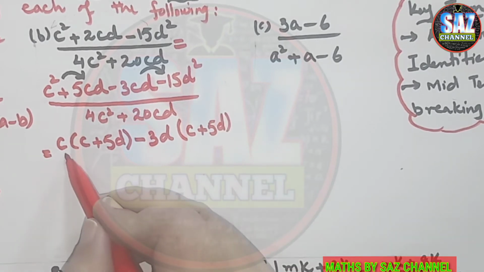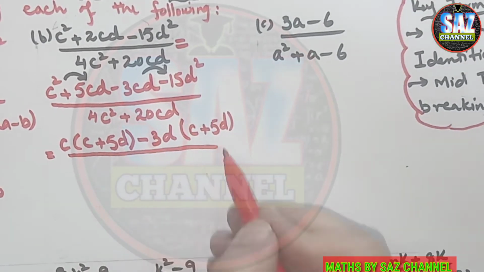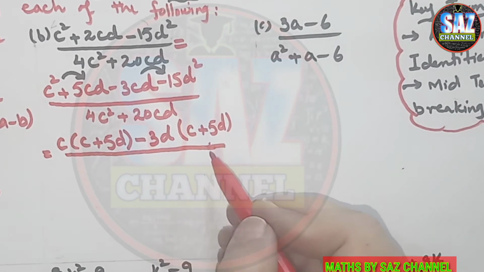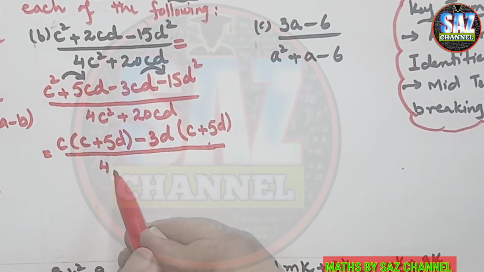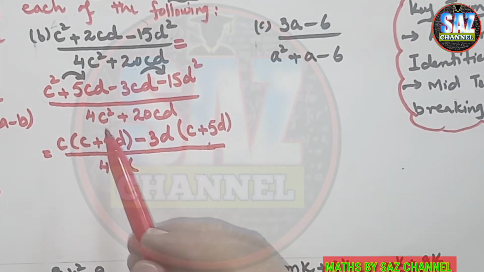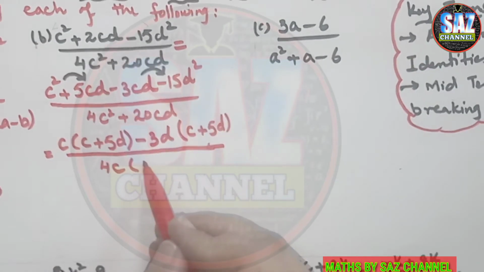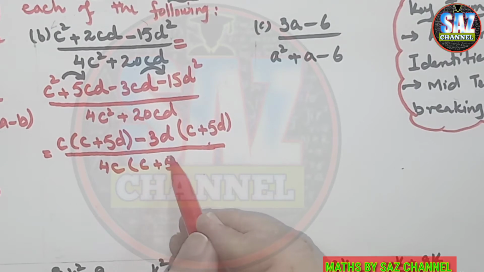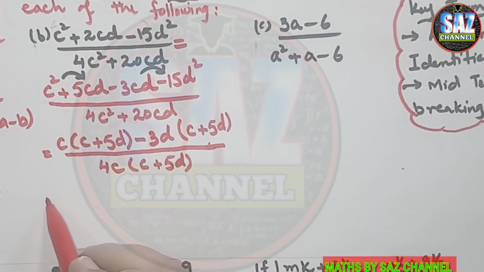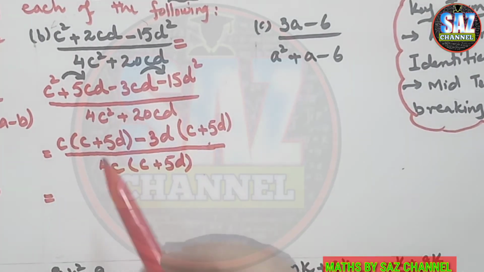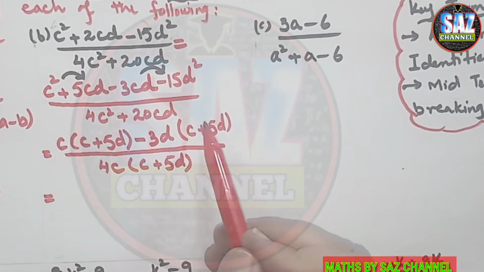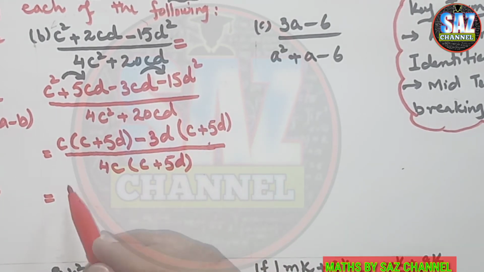Now look at the denominator, simplify the denominator as well. I will have 4c out, and inside the bracket, from 4c², 4c is extracted as a common factor, c + 5d. Now if we look at the numerator, we can see c + 5d is the common group.